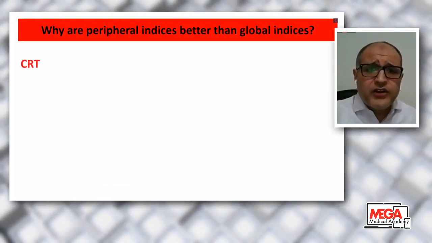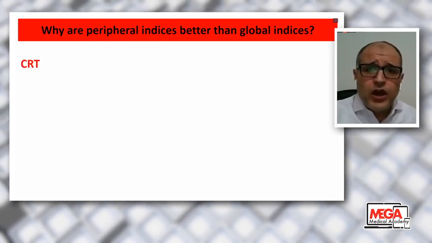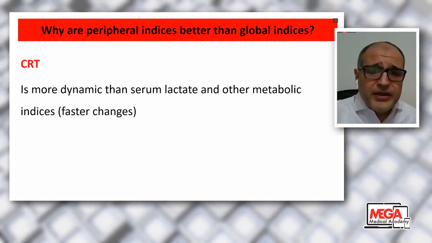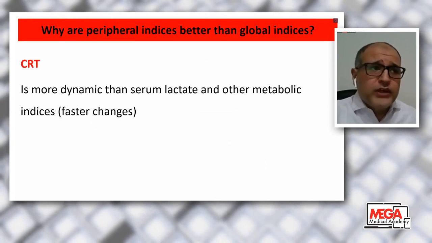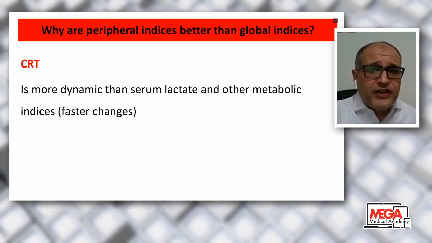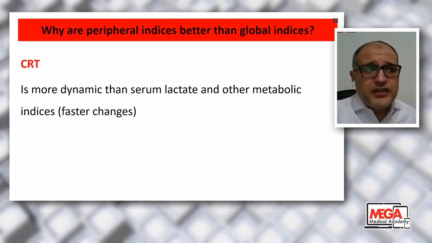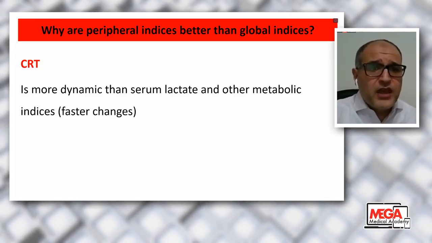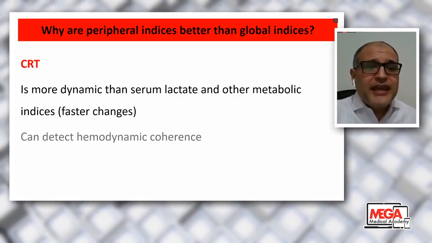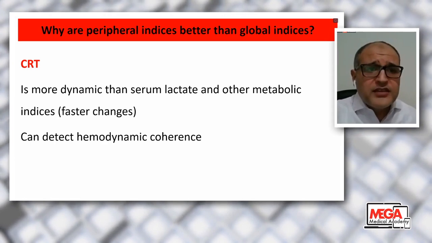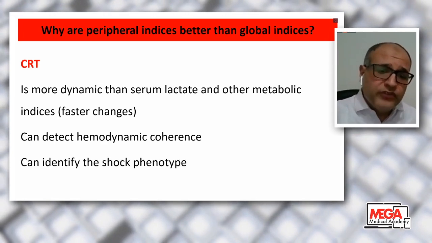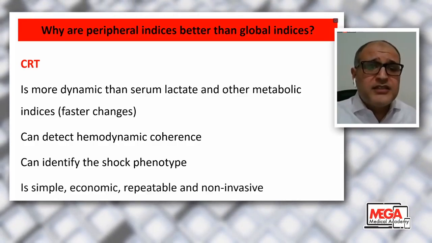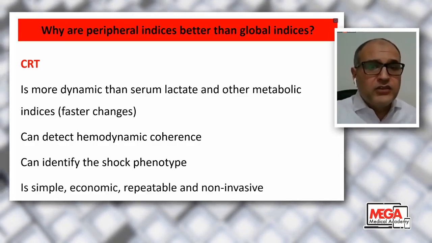Why are the peripheral indices better than global indices? The capillary fill time is more dynamic than the serum lactate, so it can be followed up at shorter intervals. As I said previously, the serum lactate may remain elevated for 24 hours in 50% of the patients. The capillary fill time can detect hemodynamic coherence. It can also identify the shock phenotype. And finally, the capillary fill time is simple, economic, repeatable, and non-invasive.